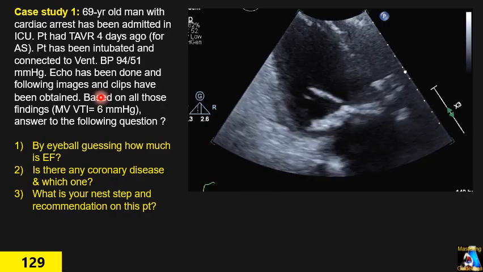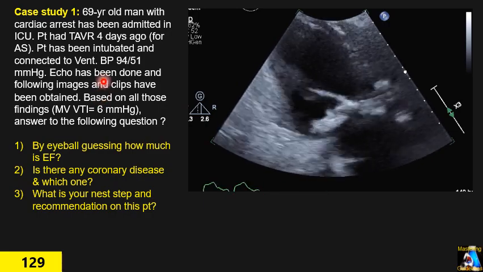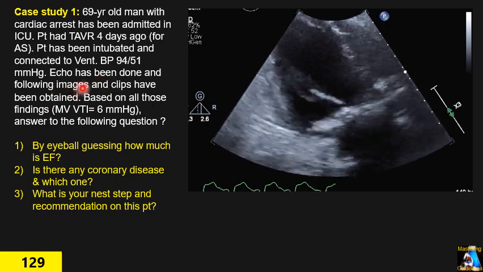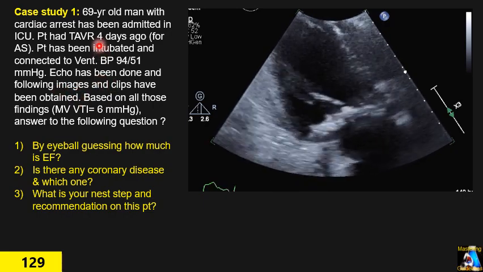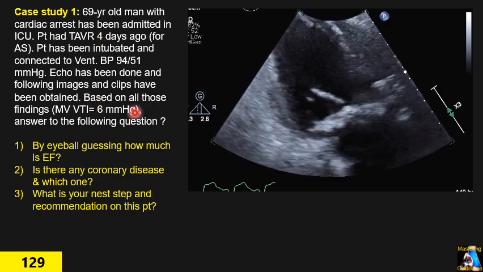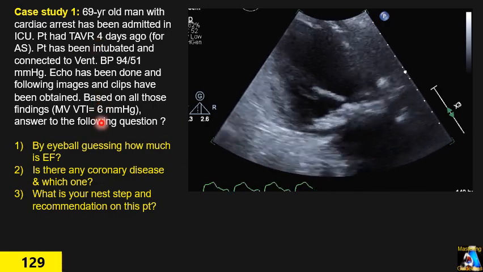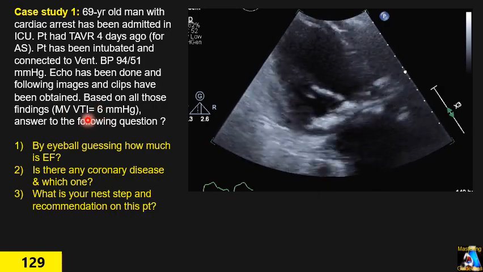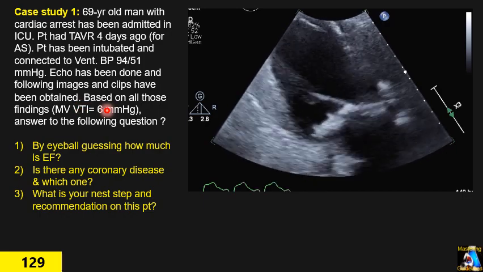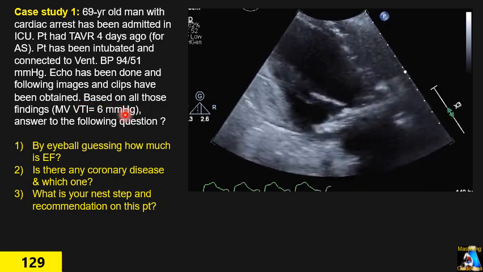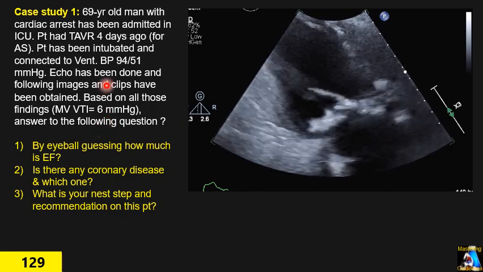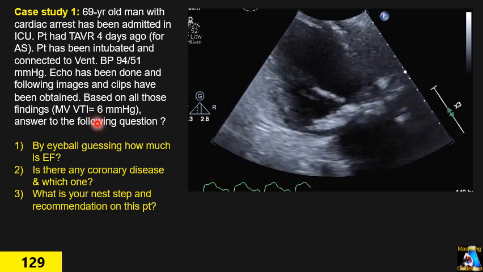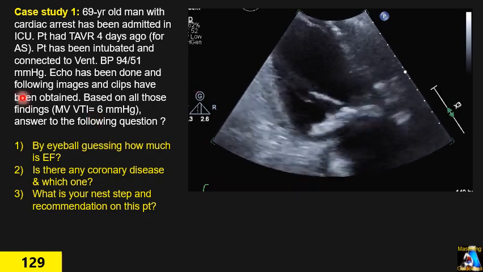Here we have the first case, a 69-year-old man with cardiac arrest. They brought him to the hospital. They did CPR for a few minutes and the patient was admitted to the ICU. The patient had TAVR 4 days ago because of aortic stenosis. In the ICU, the patient has been stabilized, intubated and connected to the ventilator, with hypotension, and echo was requested, and we did echo on this patient.